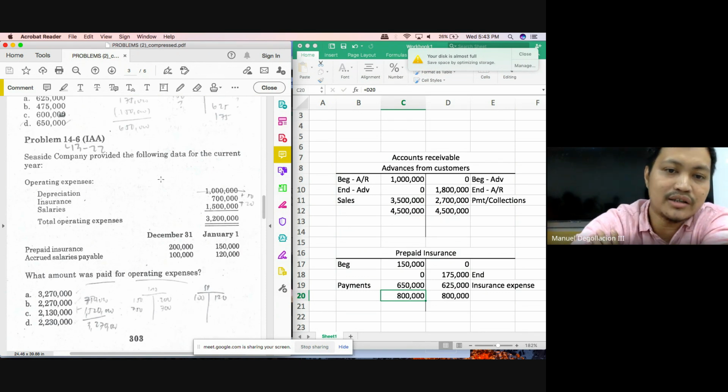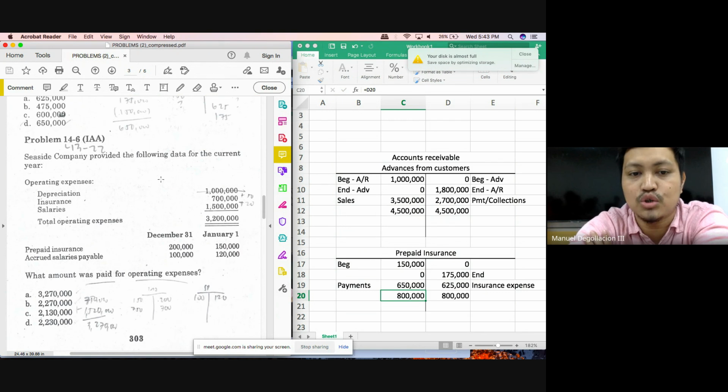Let's start with insurance. Insurance expense is 700,000. But if you look at your prepaid insurance account, what happened? Okay, class, this is an example of what I told you, class. The left side is now the ending. The right side is the beginning, class. So what happened?